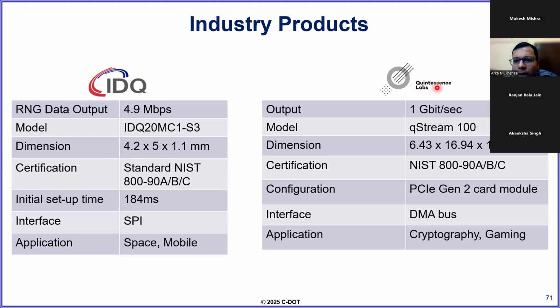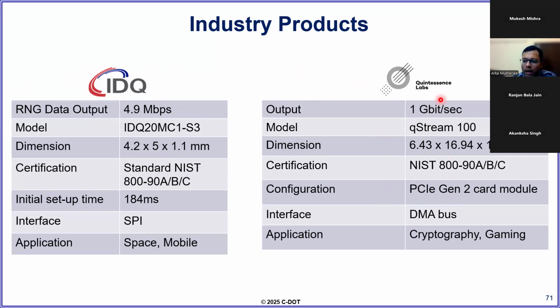And Quintessence Labs is an Australian company. They have a very high bitrate QRNG source, around 1 Gbps, but it is a more bulky system. It is basically configured as a PCI card that can be plugged into your systems. So these are the two commercial QRNG products.